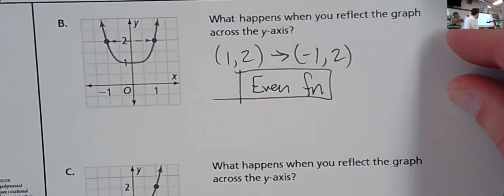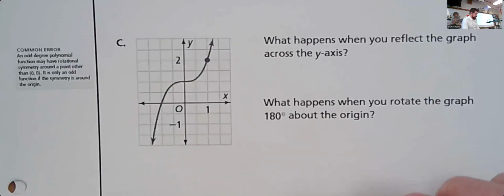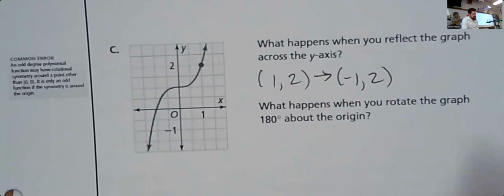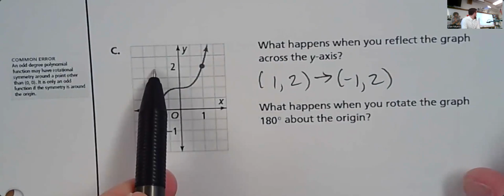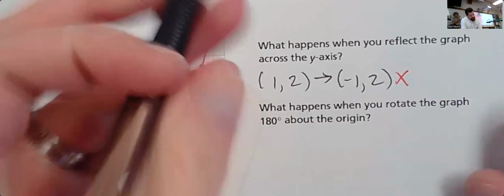All right. Let's try C real quick. What coordinate are we provided with on C? 1, 2 again. All right. So if we test the point 1, 2, that would then need to turn into what point if it's even? Negative 1, 2. Great. Is the point negative 1, 2 on this graph? No, okay, so not even.